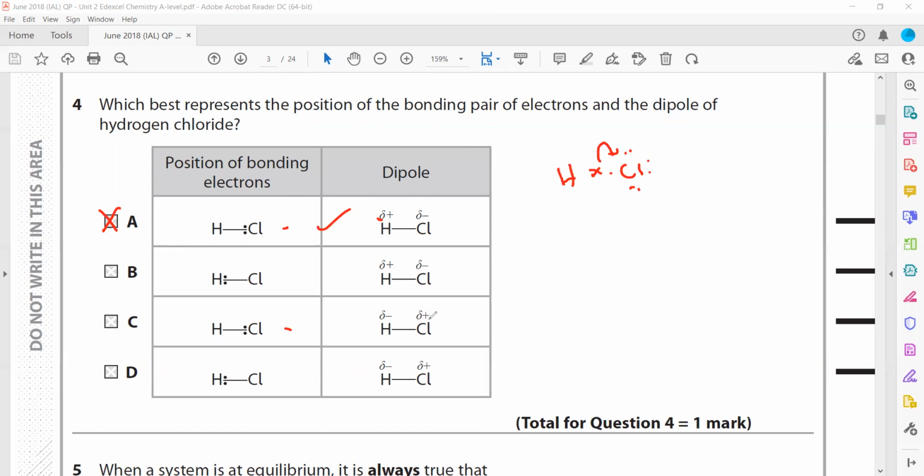Why is C wrong? Because they mentioned chlorine to be partial positive. It will not be, because if the electron pair is shifted more towards chlorine, it should be partial negative.